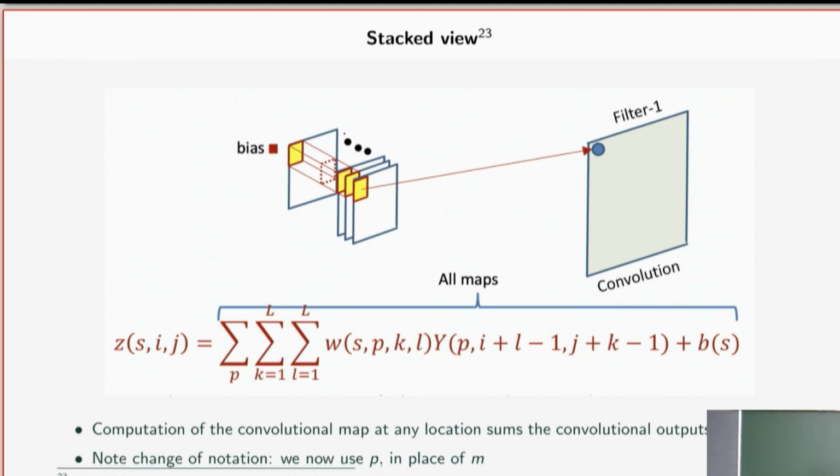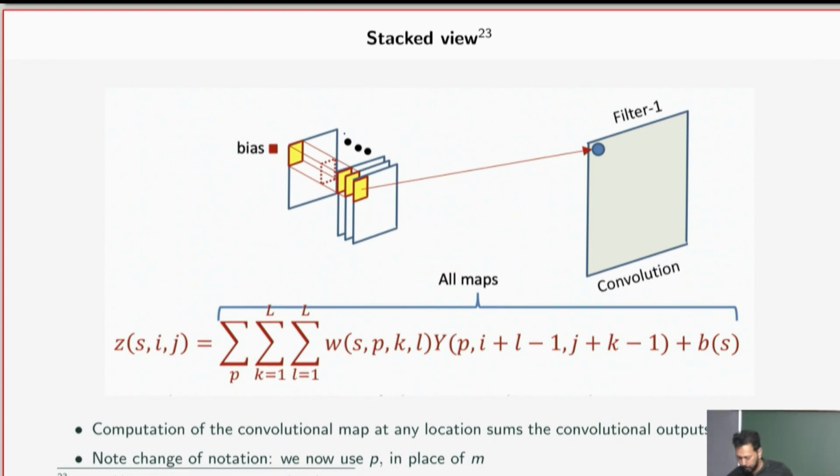This is your filter 1, your first filter. Of course, this filter itself has multiple stacks like these yellow things, and each has its own weights. It's not like shared weights. But the first stack of the filter applies on the first stack of the input, the second stack of the same filter applies to the second stack, and so on. And then they produce one output.